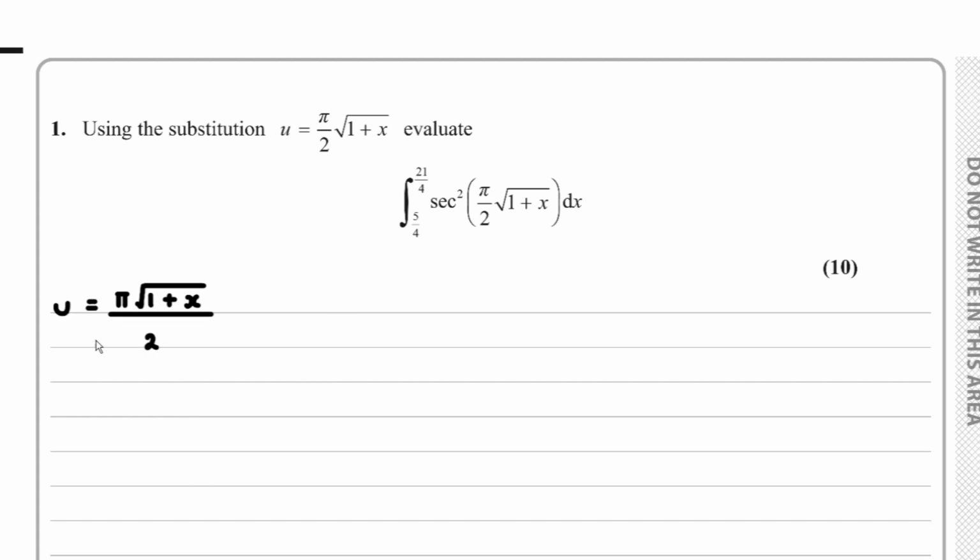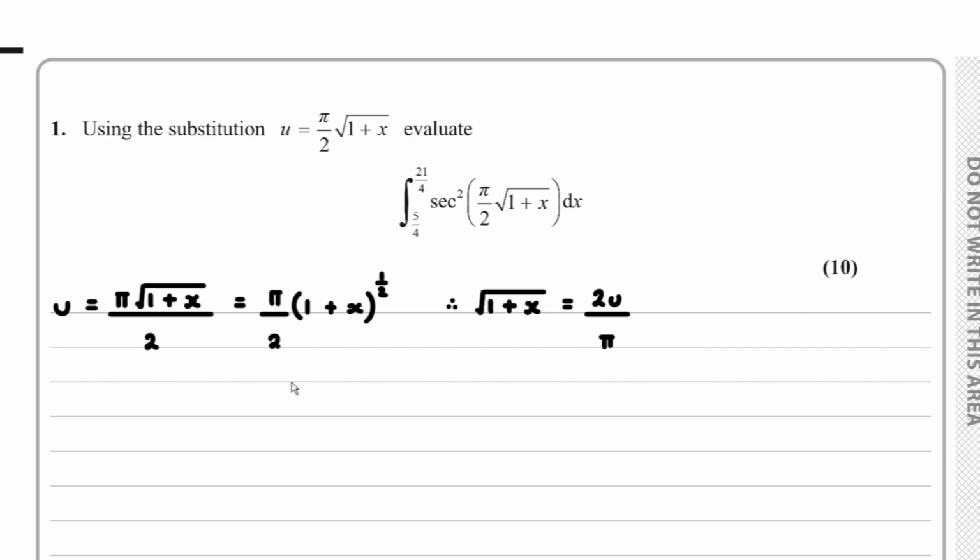So we have this substitution u, which is equal to pi multiplied by the square root of 1 plus x over 2. And I will rewrite this as pi over 2 multiplied by (1 plus x) to the 1/2. We can rearrange u, and in doing so you will find the square root of 1 plus x equals 2u over pi. We may need to use this later on.